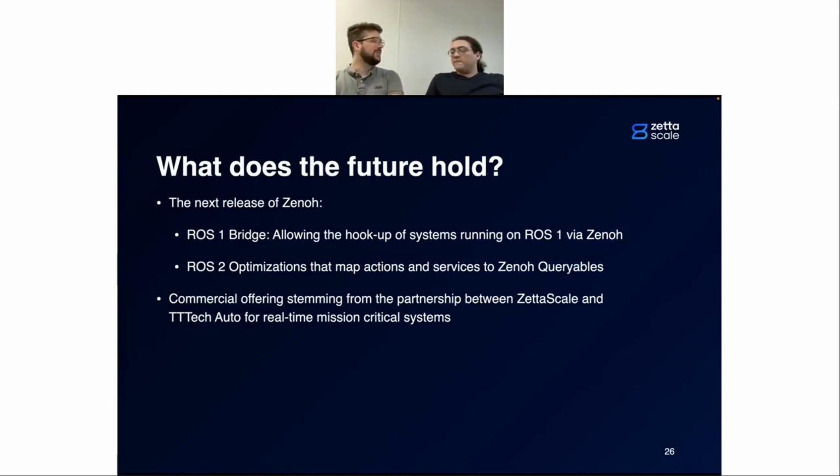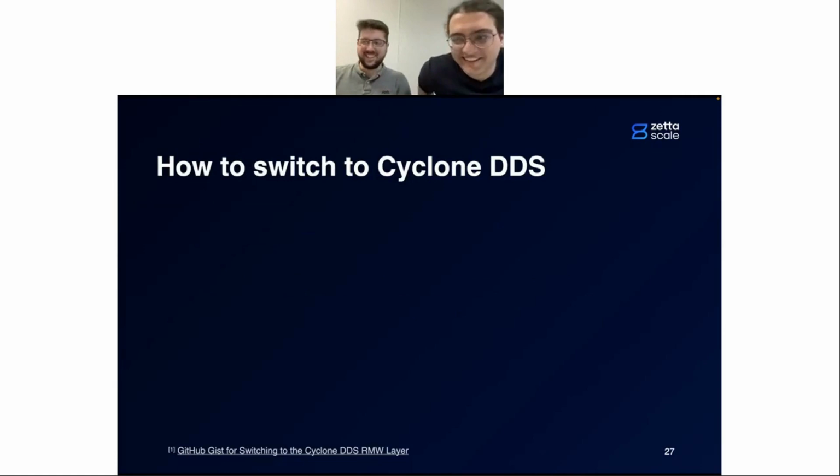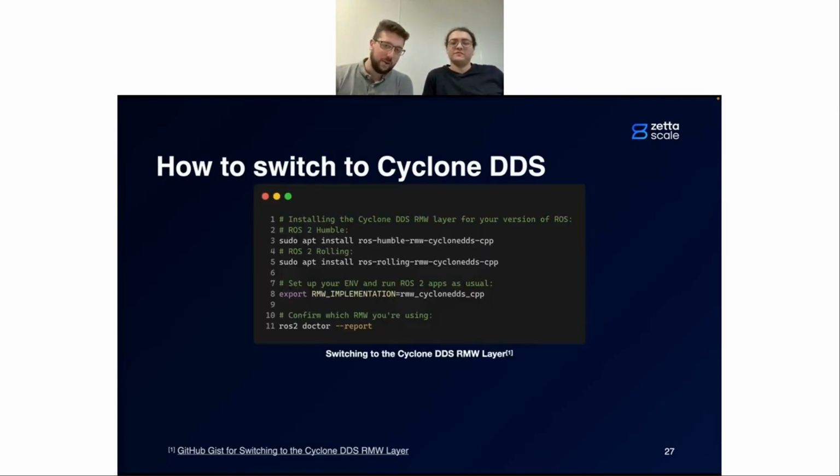So great. This whole webinar so far, I'm sure all of you are ready to switch to Cyclone immediately, maybe just to try it out. But how do you do that? I guess this is something important to touch on. Luckily, it's 2 commands, basically. Based on whichever version of ROS 2 you're using, whether that be Humble or Rolling, as in this image here, install the ROS RMW layer for Cyclone DDS CPP, and then just export that RMW implementation variable to your environment, and that will tell ROS 2 to use Cyclone as the DDS backend. And if you want to check it, just run the ros2 doctor command with --report, and you'll be able to check that you're indeed running the RMW layer that you picked.